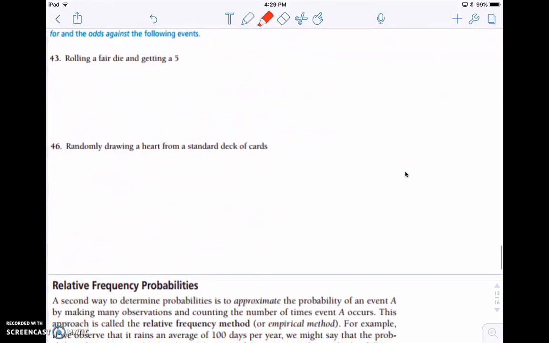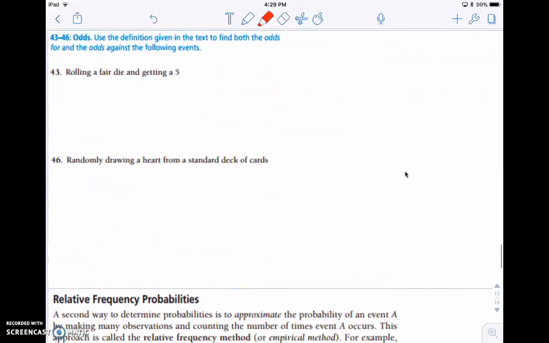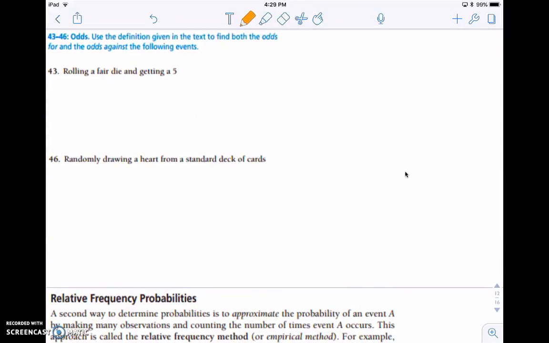So for example, we want to find the odds for and against for each of these examples. First, rolling a fair die and getting a 5. The probability of getting a 5 is a 1 out of 6 chance. The probability of not A, if our event A is getting a 5, is just 1 minus 1/6, which is 5/6.